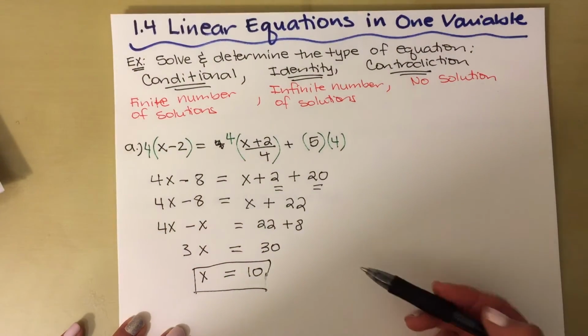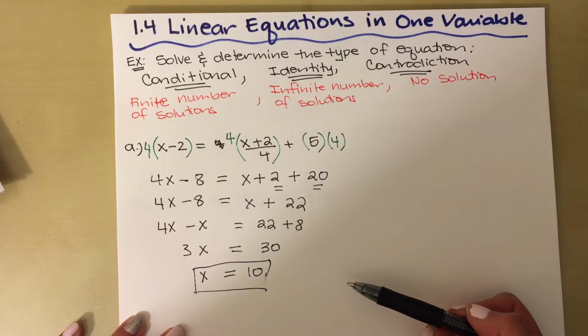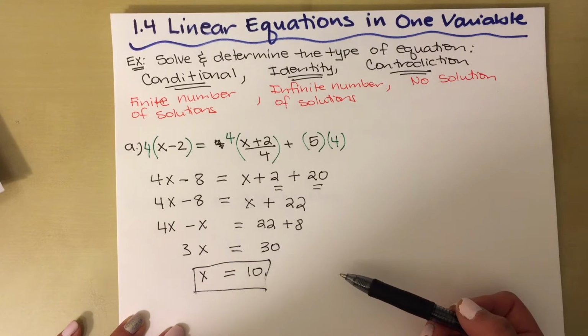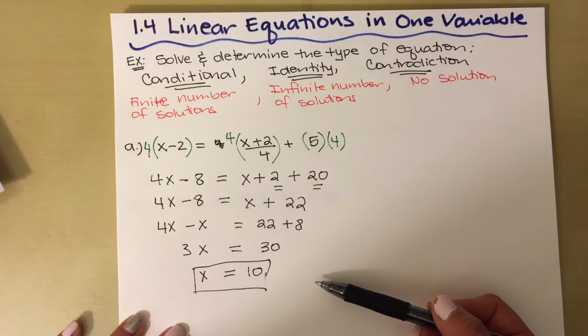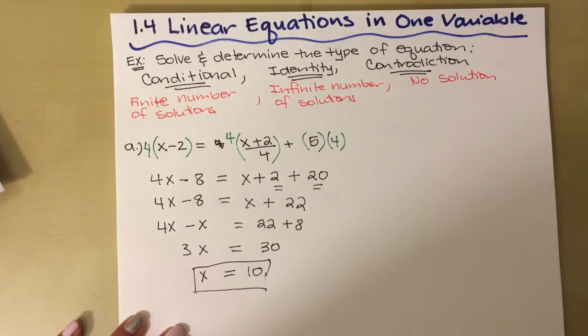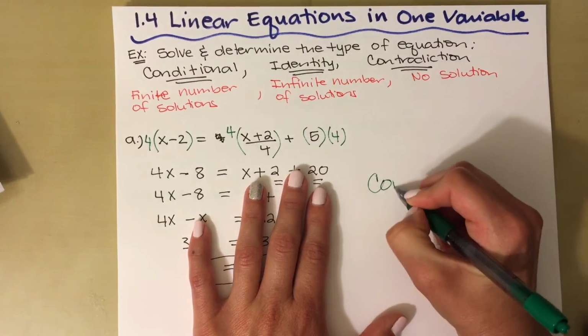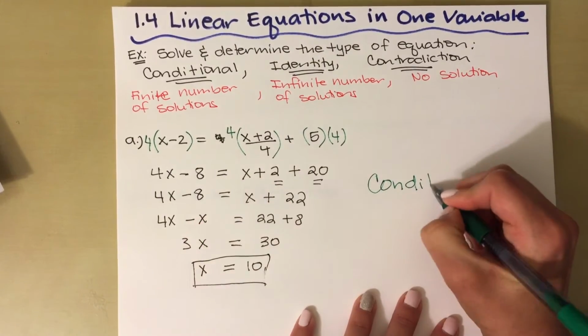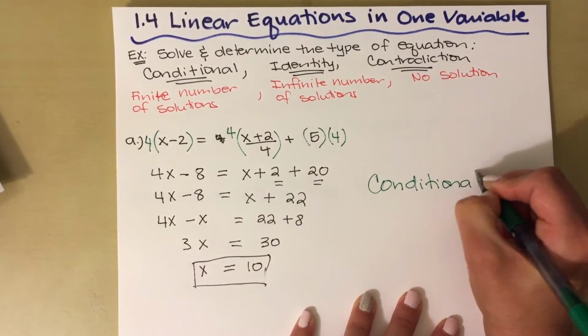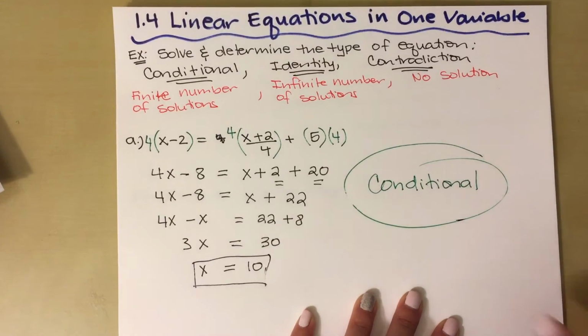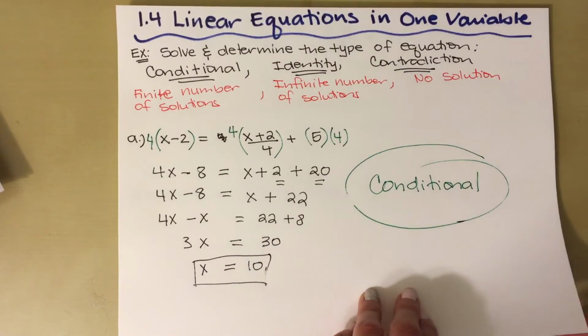So this type of an equation is called conditional because we have one solution that is a finite number. So this is called a conditional equation. Next example.